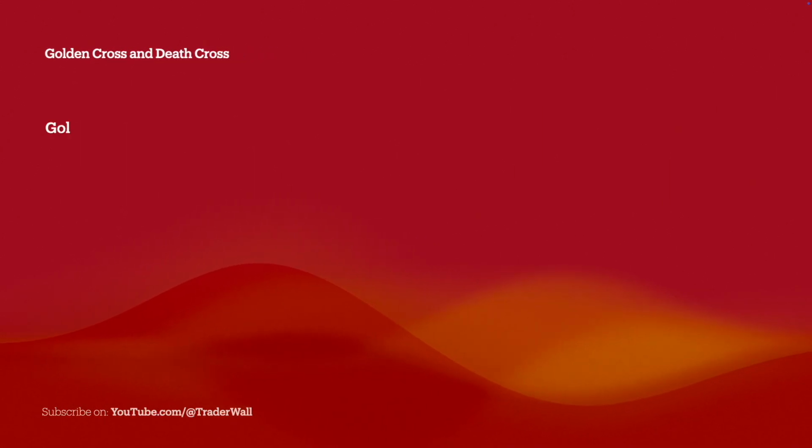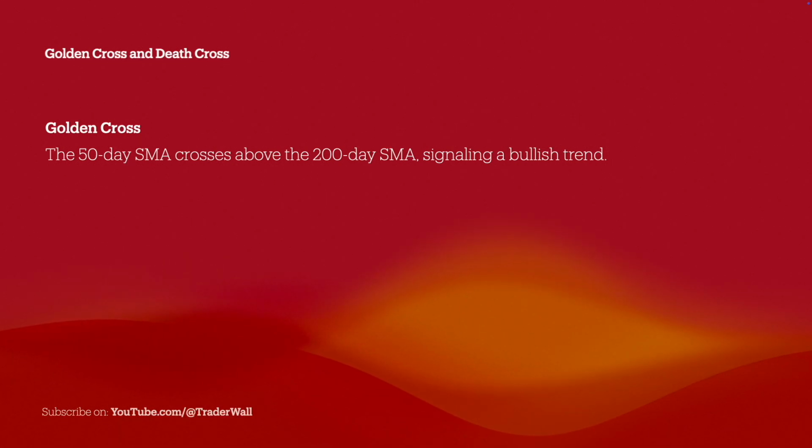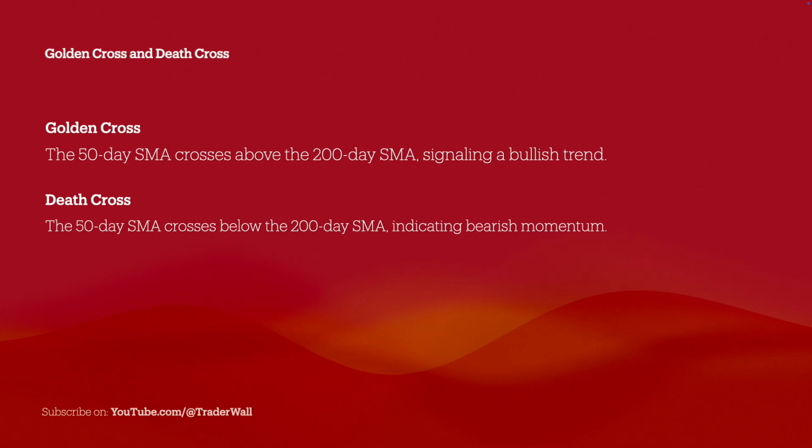Golden cross and death cross. SMA crossovers are vital signals in technical analysis. Golden cross. The 50-day SMA crosses above the 200-day SMA, signaling a bullish trend. Death cross. The 50-day SMA crosses below the 200-day SMA, indicating bearish momentum. These signals are widely used by traders and institutions for confirming major market movements.